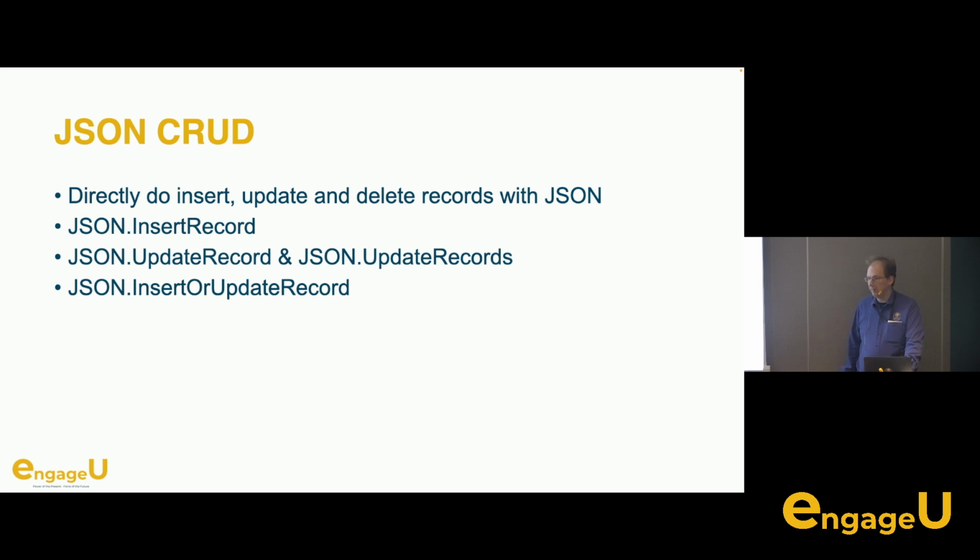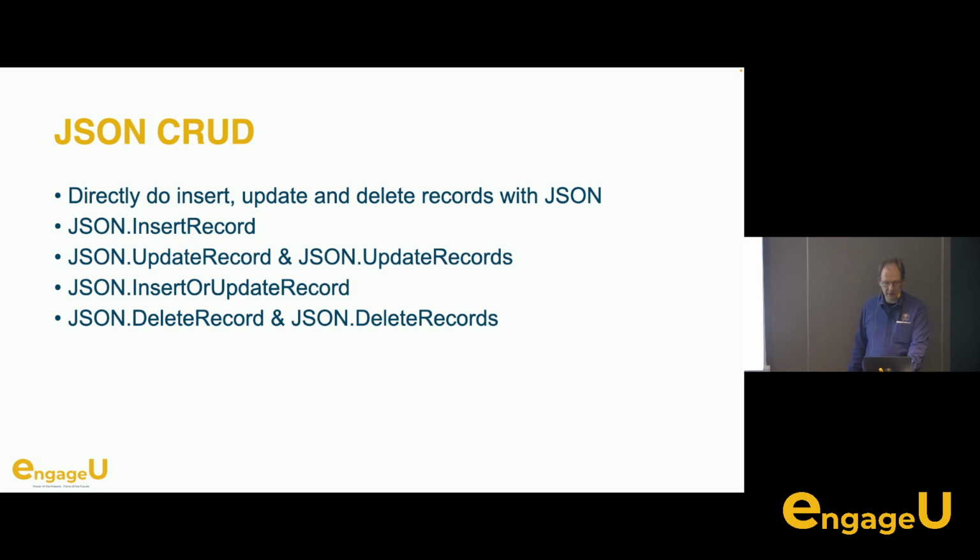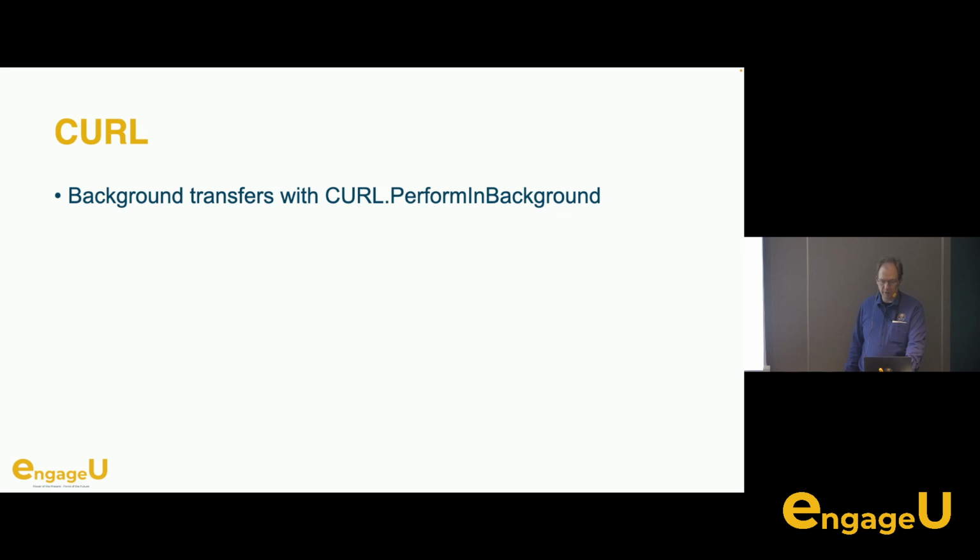So if you get an answer from a web service and you just want to push it into your table, we can see if the primary key already exists and then update the record. Otherwise, we create a new one. Also, you can delete records using JSON, which can be handy sometimes. Then we have a lot of curl functions. Curl is a library to do up and downloads, web transfers, FTP, email.